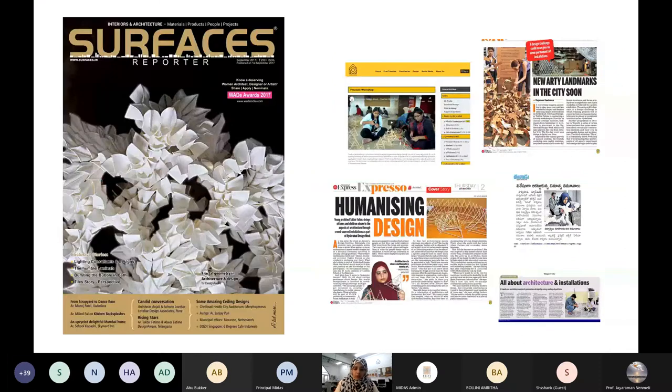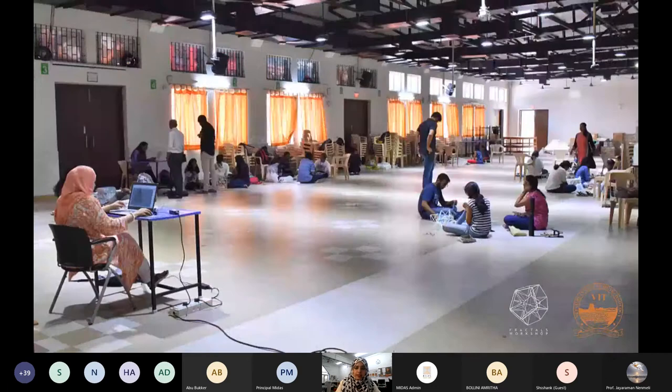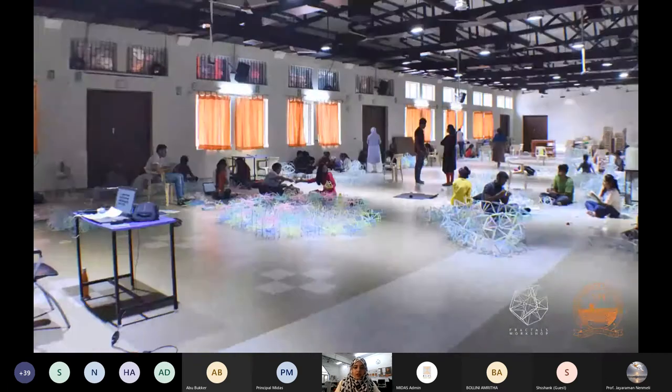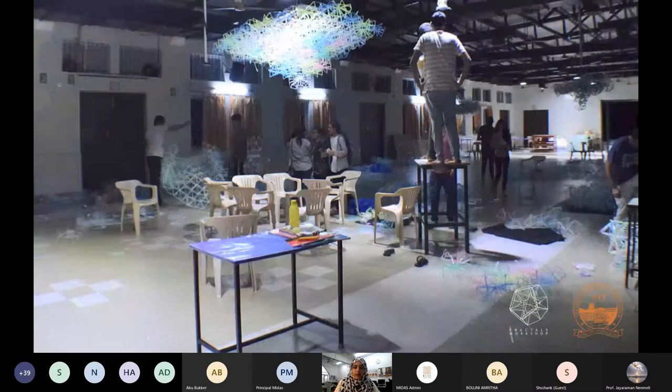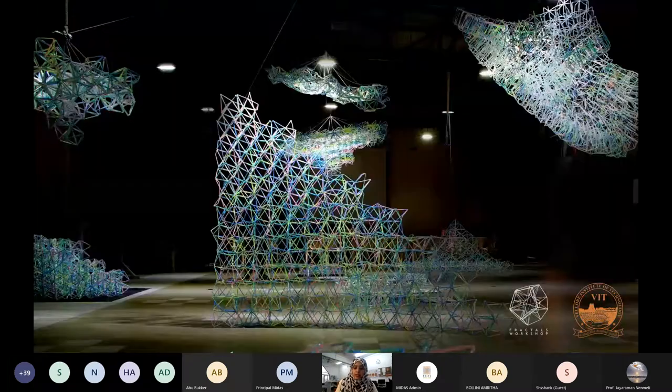The Fractals Workshop has also been featured on the cover of Surfaces Reporter magazine, Parametric House as well, and many other news outlets. The workshop has a very analog, hands-on feature to it. This is one of the workshops that has been done in VIT Vellore, where students come together in the same space and build together. Usually, it ends up with an exhibition of the work.